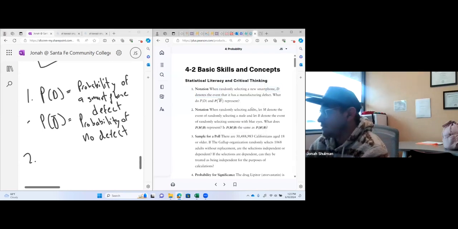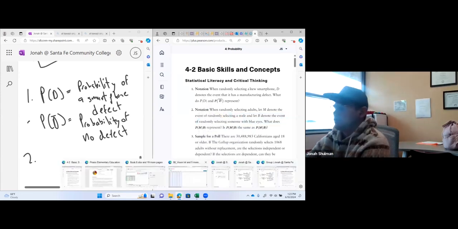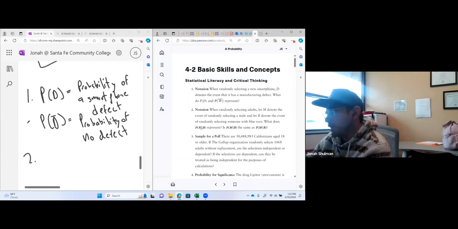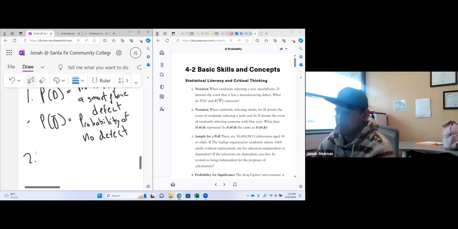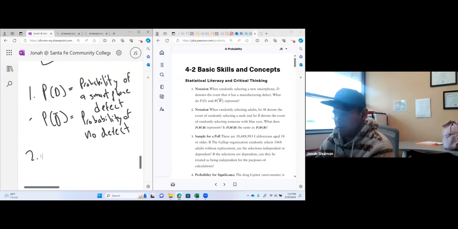When randomly selecting adults, let M denote the event of randomly selecting a male, and B someone with blue eyes. What do these mean? So P of M and B, nope. Is it the same as this? No, these are different. So this is the probability of selecting a male given we already have blue eyes. That's what that means. I have to type it. That's getting all fancy. So P of M, they want to italicize. Of course they do.